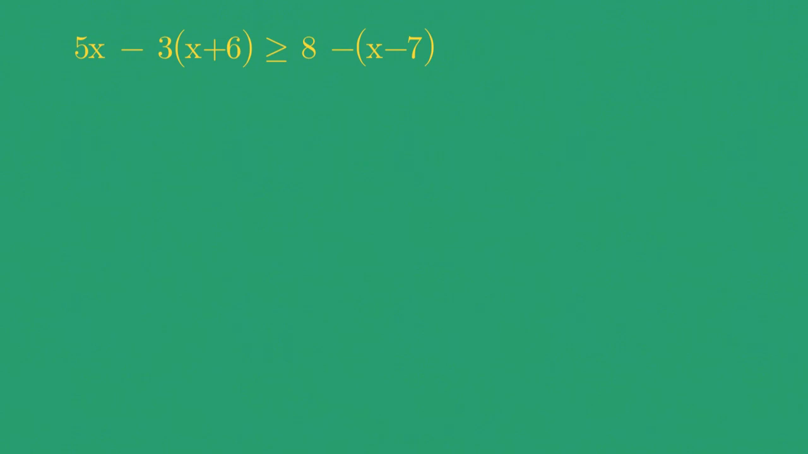5x minus 3 times the quantity x plus 6 is greater than or equal to 8 minus the quantity x minus 7. Marley. This one's done. Okay, that'd be great. Thanks. Okay, jot that down.